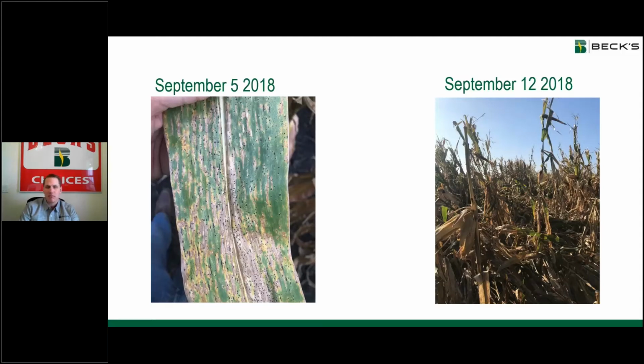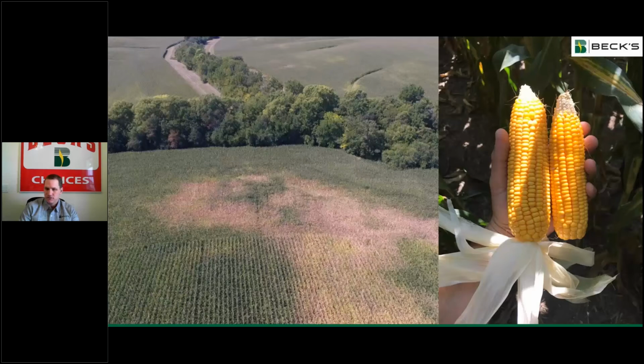And we did have a moderate wind event. I'd say it was 30 to 40 mile per hour wind, and you can see the damage that was caused. Tar spot obviously took effect. There was some stalk rot as well as some crown rots in that field that led to the lodging. So very serious disease when we get a severe infection.